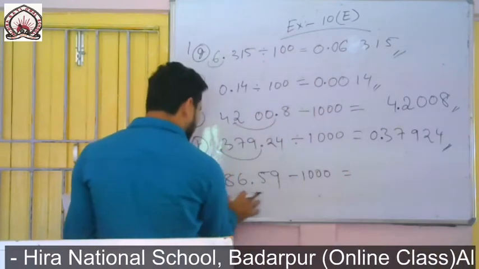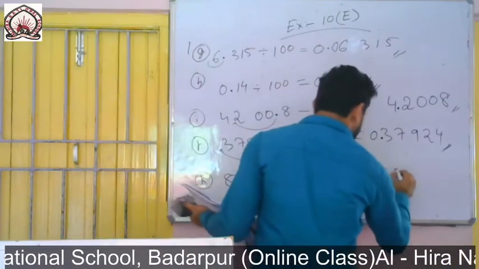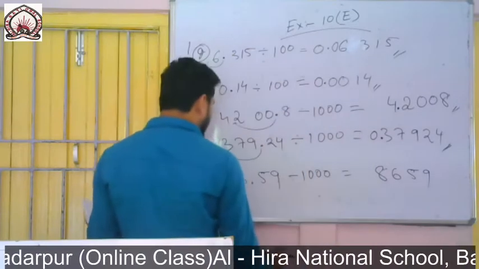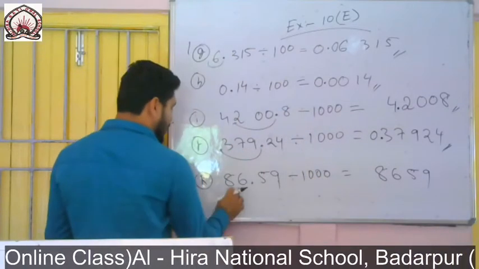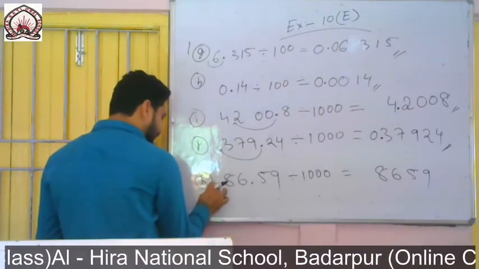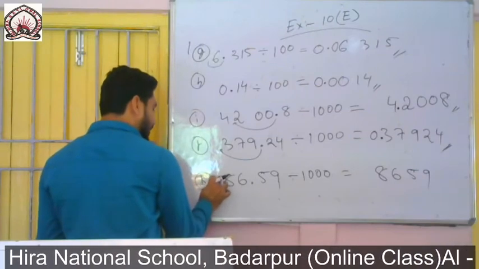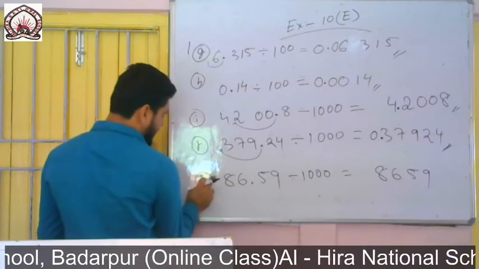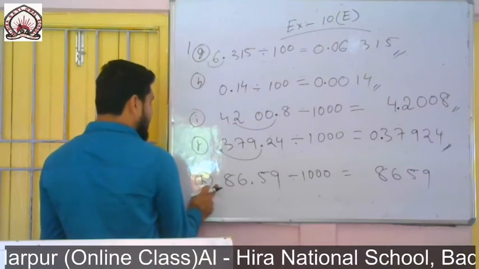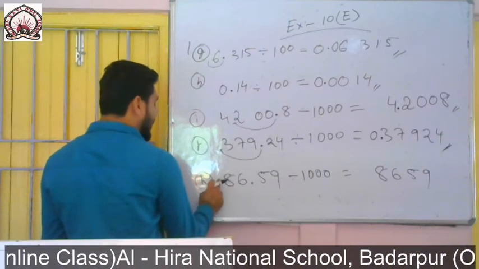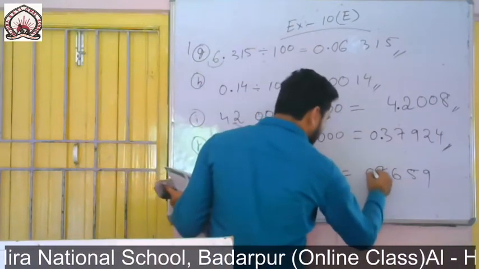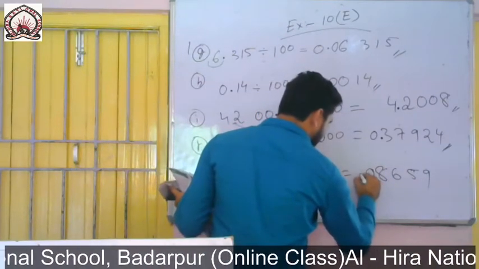Okay, so first you write the digit 8659. After that you count 1, 2, 3. So 1, 2, then I have to put 1 zero to make it 3. In the third digit place there is no digit, so we'll put 0. So put 0 and take the point here.